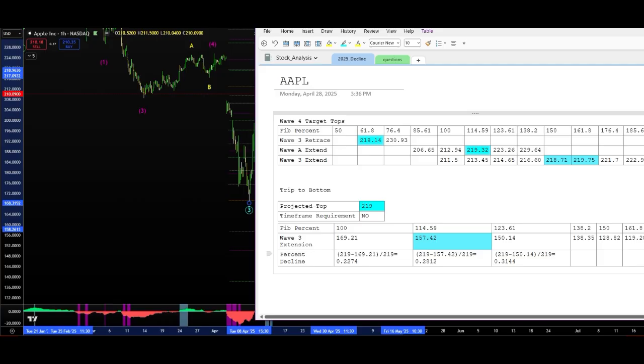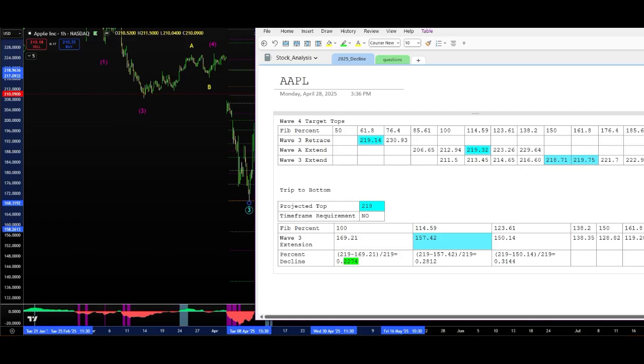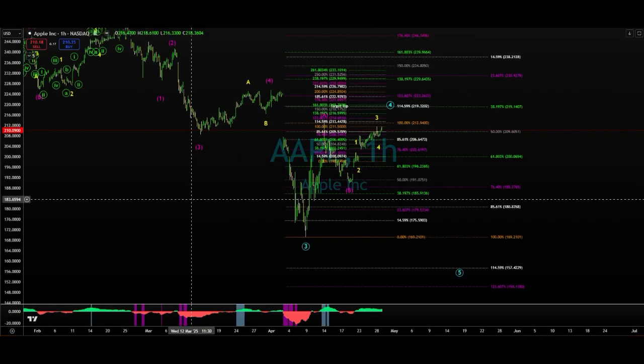And what does that look like? So if we drop from 219, the projected top, to at least where 3 ended, we're talking about a 22% drop. Now, that may sound steep, especially if it is in a short amount of time, but that's no stranger to what Apple has been doing.